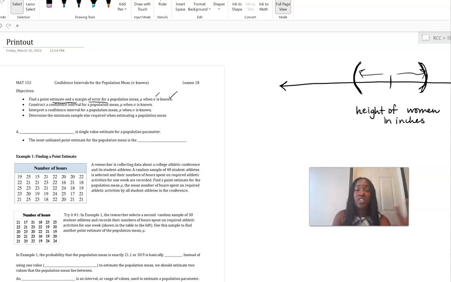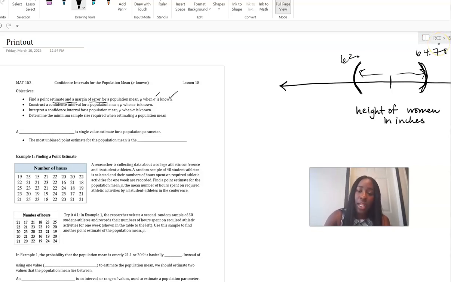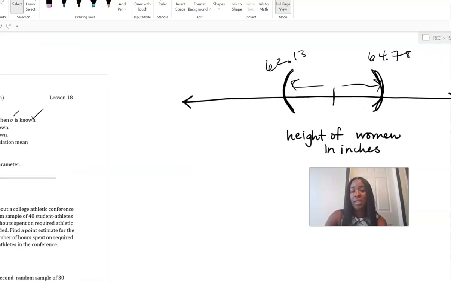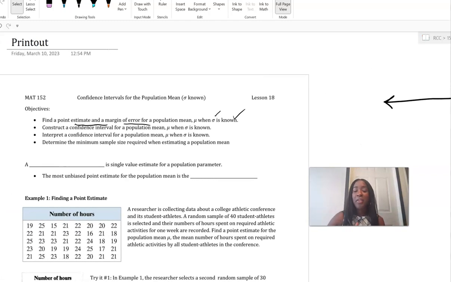We don't want to just give two numbers like 62 and 64.78. I don't remember the numbers that I made up before, but we don't want to just say, hey, between those numbers. No, we want to give a good interpretation of what exactly we are saying when we give you those two numbers.